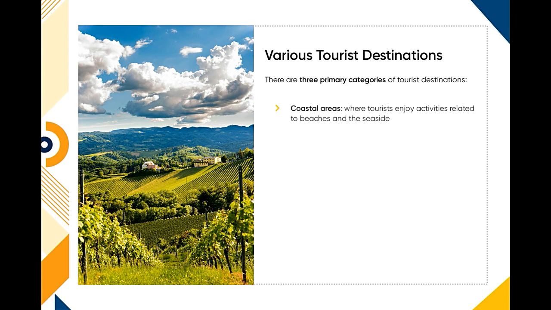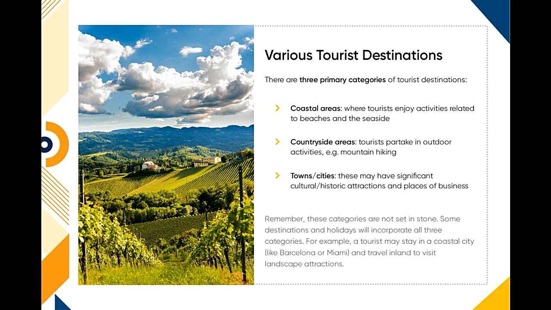Various tourist destinations. There are 3 primary categories of tourist destinations. Coastal areas, where tourists enjoy activities related to beaches and the seaside. Countryside areas. Tourists partake in outdoor activities, for example mountain hiking. Towns or cities. These may have significant cultural or historic attractions and places of business.